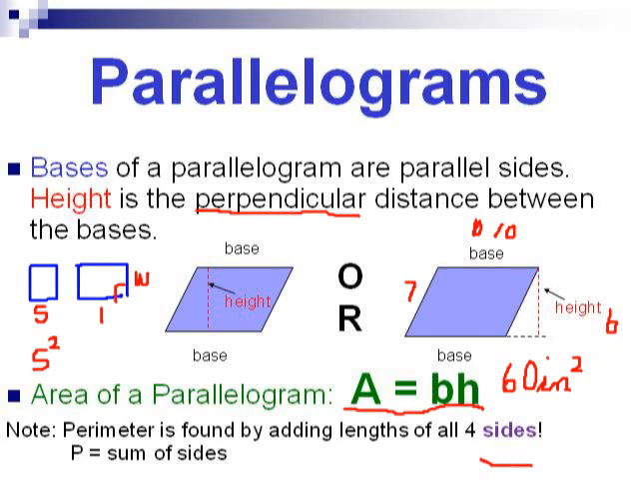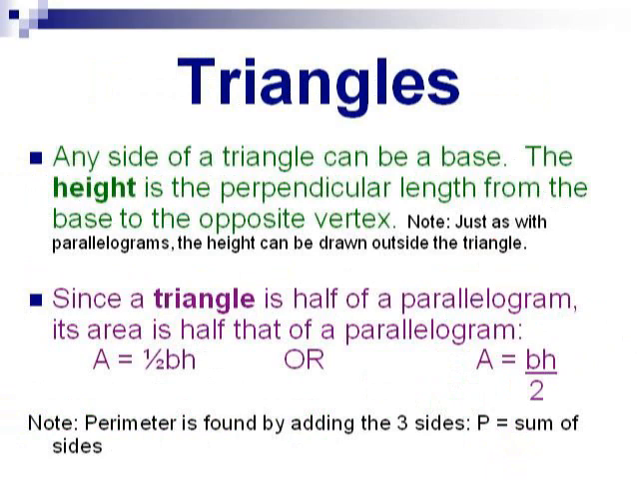All right, now let's look at a triangle. Any side of a triangle can be the base. Okay, so no matter what kind of triangle you have, whether it's an equilateral, an isosceles, a scalene, doesn't matter, any side can be the base. The height is the perpendicular length from the base to the opposite vertex.